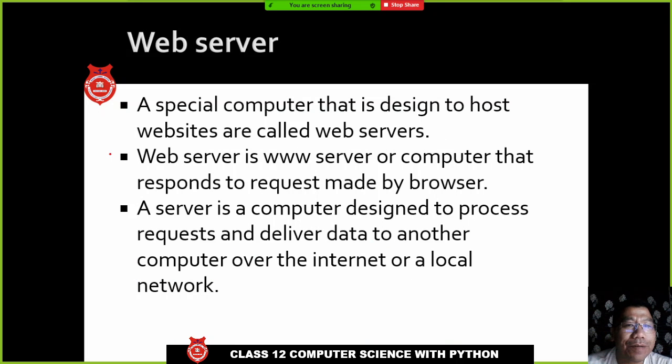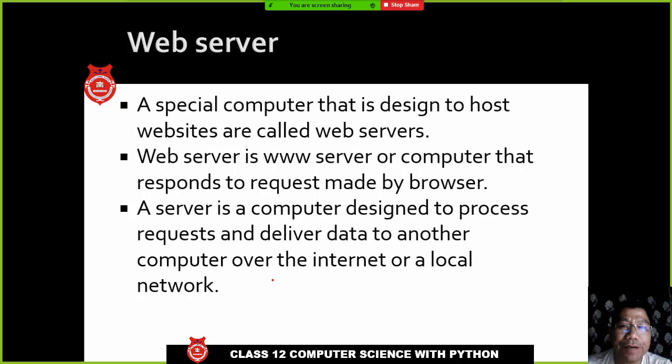And now let's talk about web server. We almost finished the class. A web server is a special computer that is designed to host websites. A web server is the computer that will respond to requests, process the request, and deliver the data over the internet to the local network. These are the things written in your textbook, but let me try to explain in simple terms.